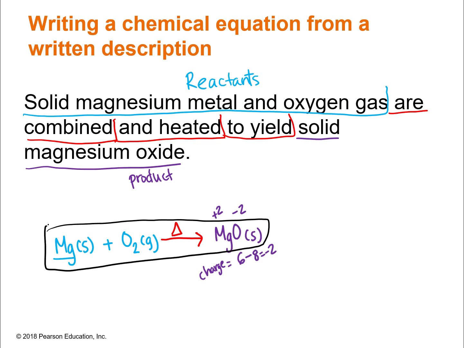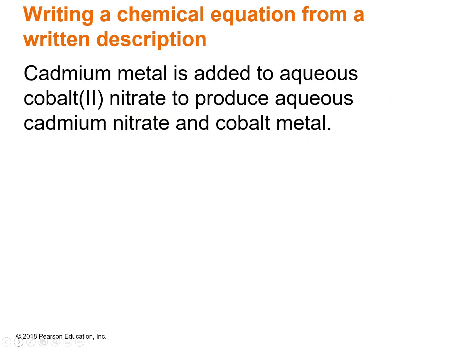So this is our final answer, what I boxed. Magnesium solid plus oxygen gas combined and heated to yield solid magnesium oxide. Let's do one more, but I'll encourage you to pause it, try it on your own first, and then you can look at the answer. I would also recommend that if you can, when you're doing these on paper, separate and label the reactants, the yield, and the products, and that will make it easier for you to follow along and make sure that you've got each piece in your equation.